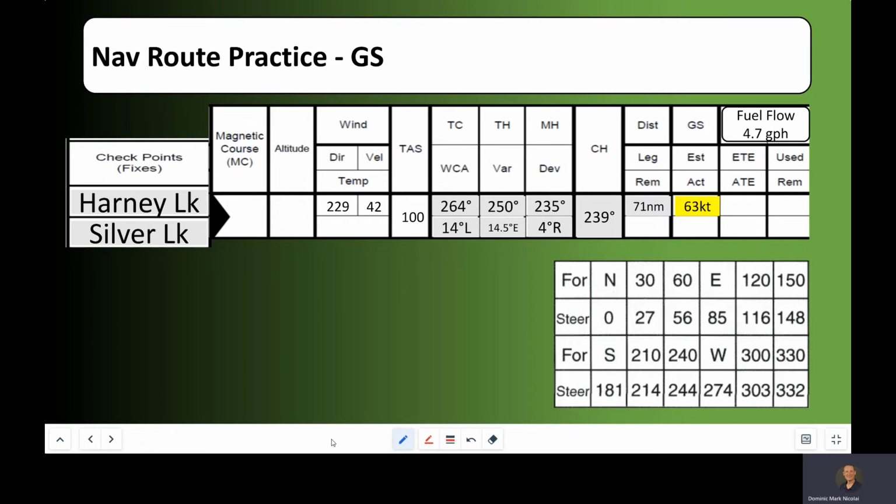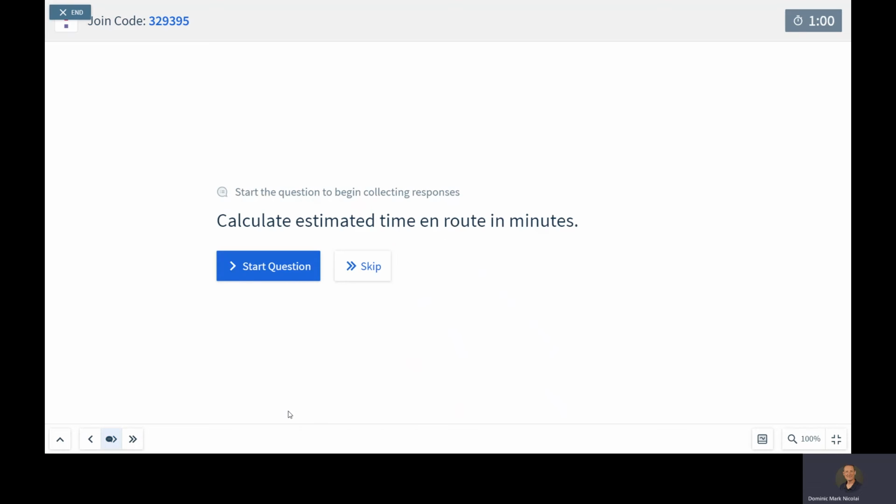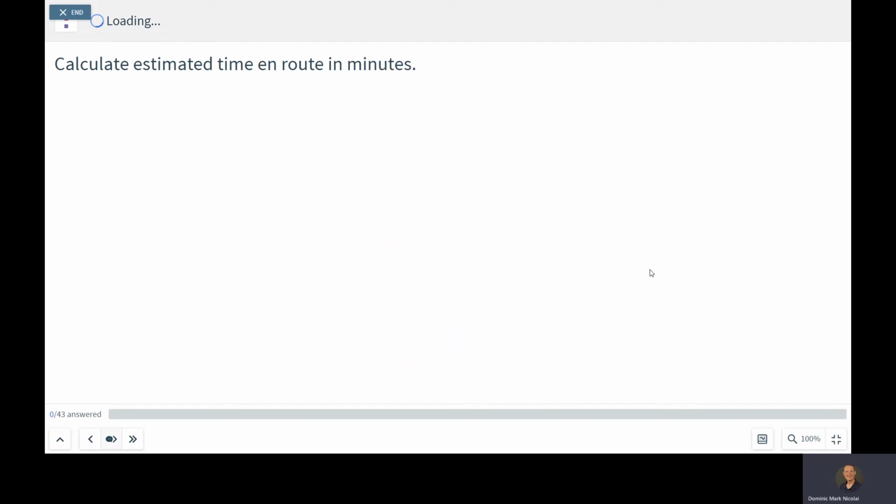Our next bit is to figure out our time en route. Now, before I do that, I want to make sure I do another gross error check. My 63 knots means 63 nautical miles per hour. In 1 hour, I travel 63 nautical miles. My distance is 71 miles. So my gross error check says a little over an hour should be my answer. I always take a mental guess as to what my answer should be close to prevent any errors from popping up. So go ahead and estimate the time en route.